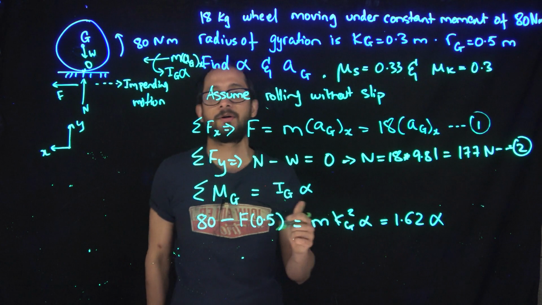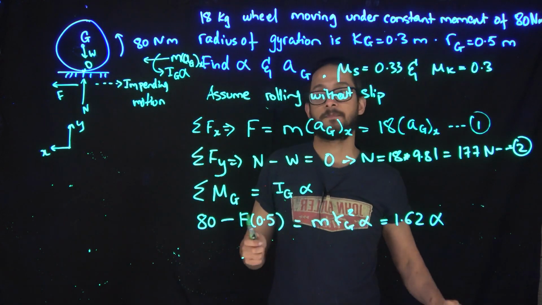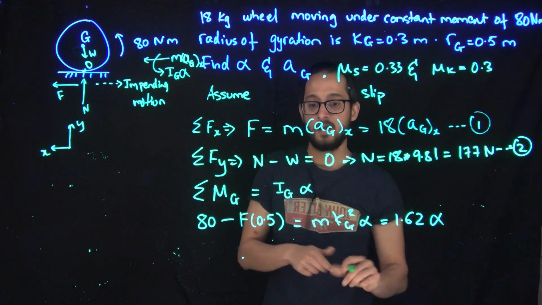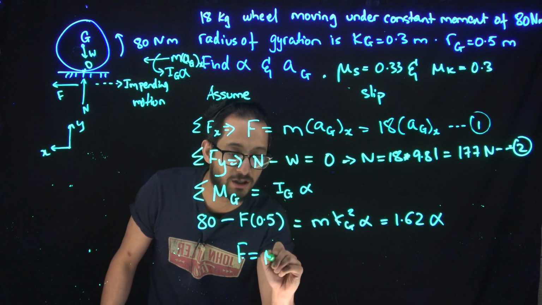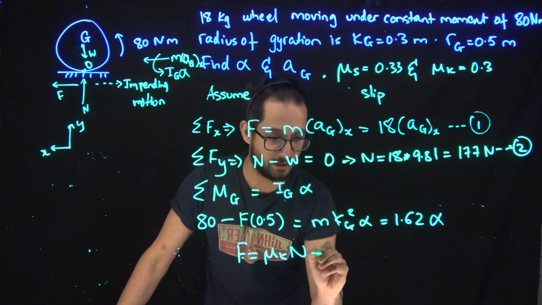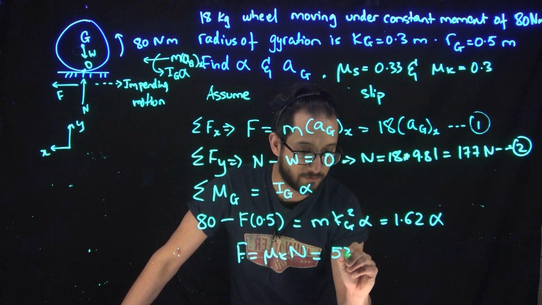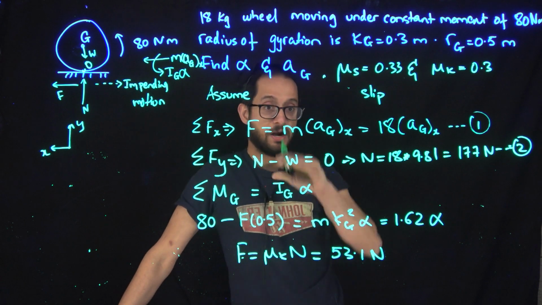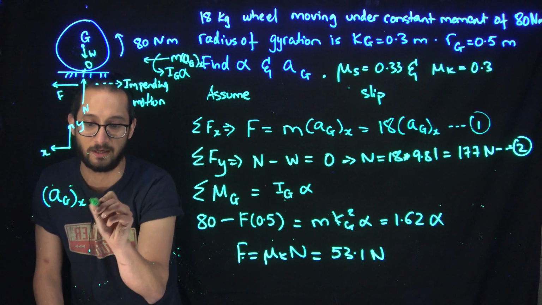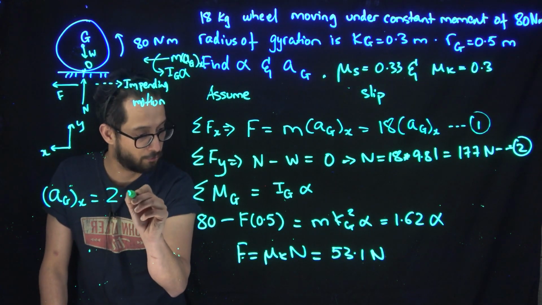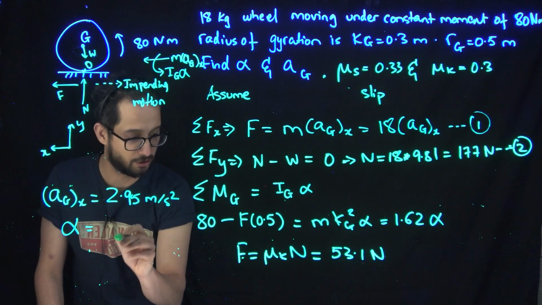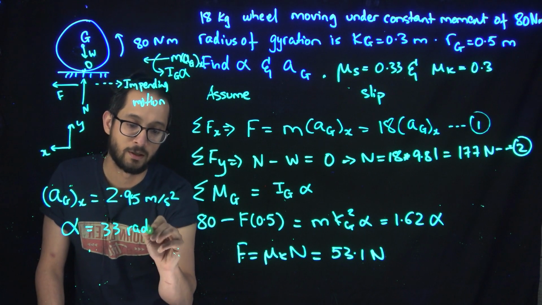So where's that last term going to come from? Because we're now solving the problem with slipping actually happening, you can say that the force of friction is equal to mu_k times N, right? So 0.3 times your normal force comes out to be 53.1 newtons. Now I can solve this whole problem to say that my acceleration in the x direction, that scalar, is equal to 2.95 meters per second squared, and the angular acceleration is equal to 33 radians per second squared.